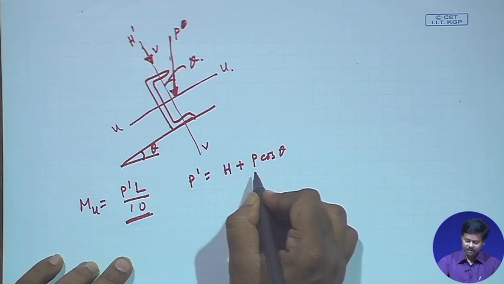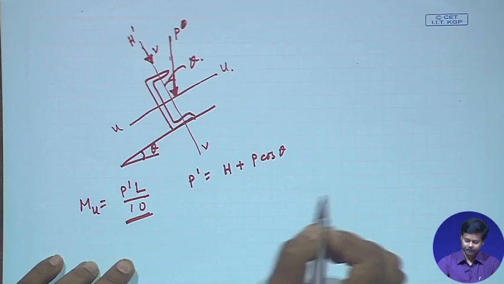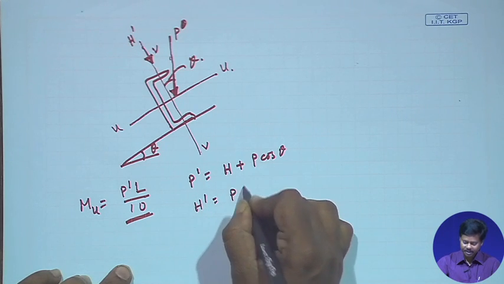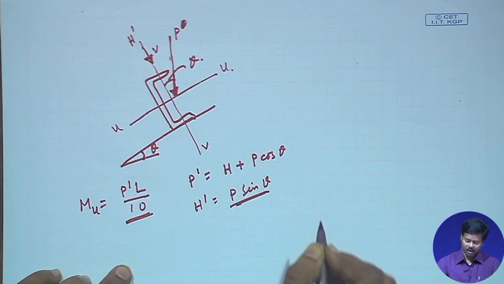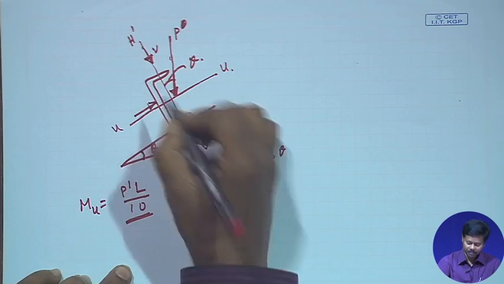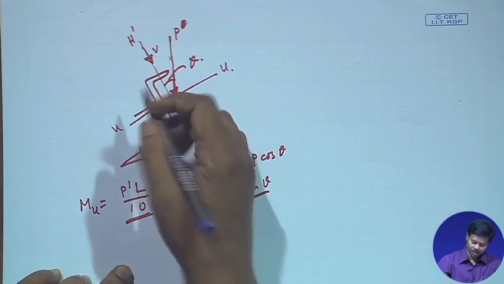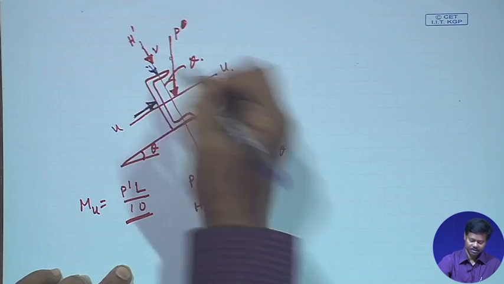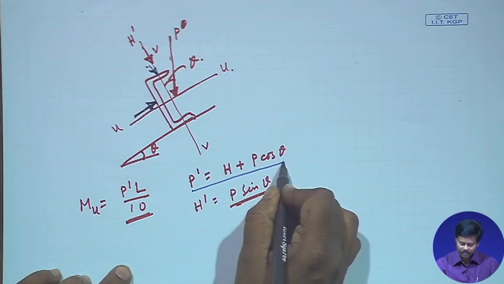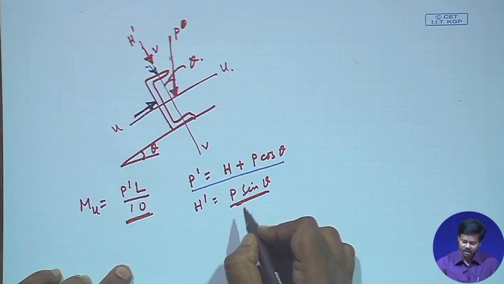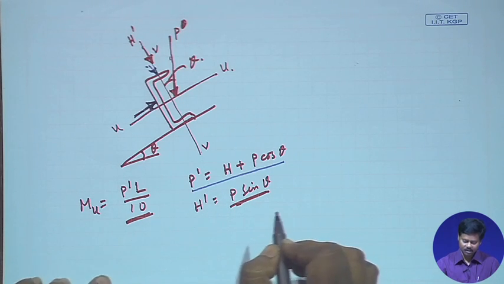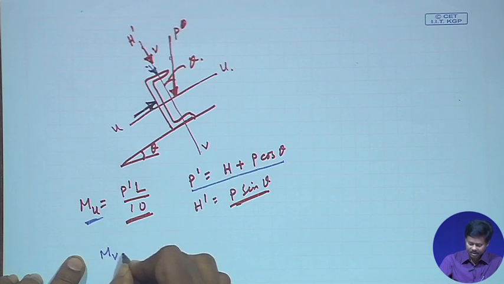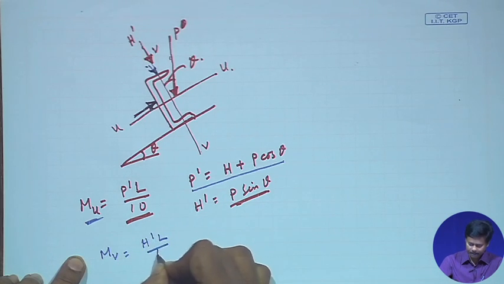So, H plus P cos theta. Similarly, I can write the H dash value as P sin theta. This is basically along the UU axis, and this will be along the VV axis, right. So, we can find out P dash as H plus P cos theta and H dash as P sin theta. Therefore, we can write Mu as P dash L by 10 and Mv as H dash L by 10, right.